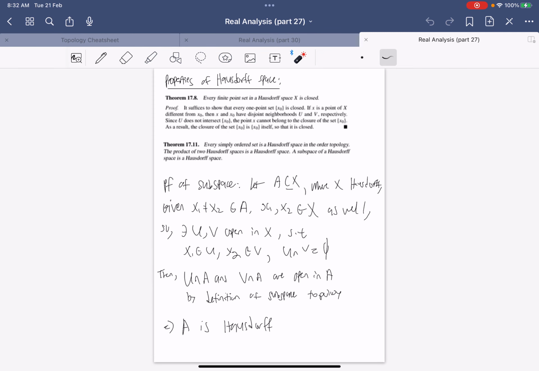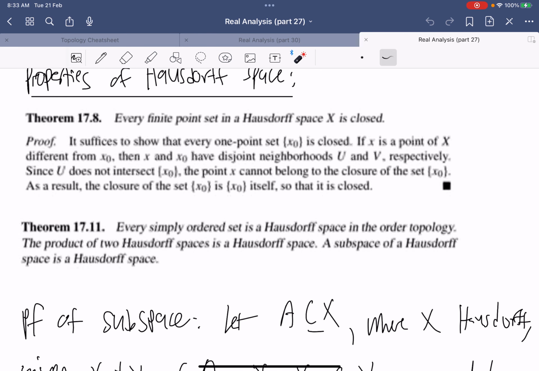Some properties of Hausdorff spaces, before we end the video: every finite point set in a Hausdorff space is closed. To show this, it suffices to show that every one point set is closed. And so we just need to show that the complement of X0 is open. If X is a point different from X0, then X and X0 have disjoint open neighborhoods respectively.